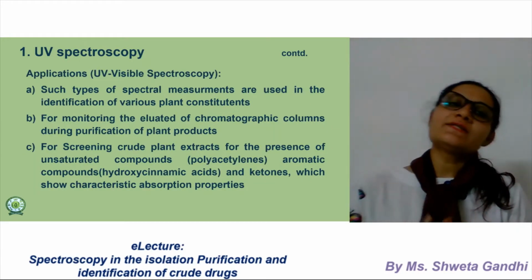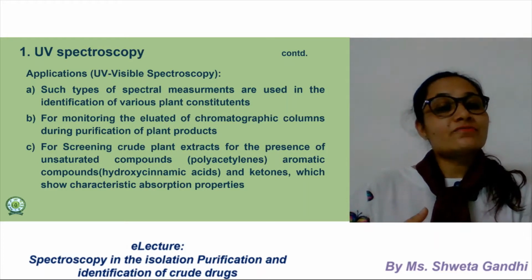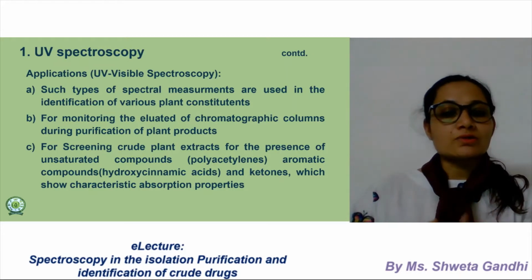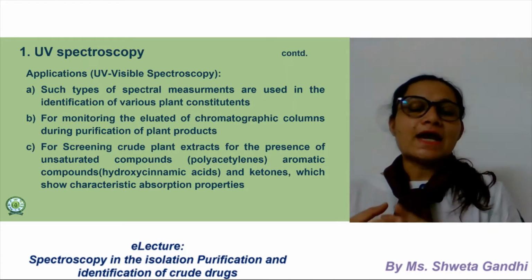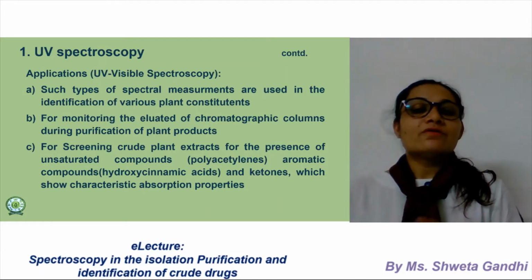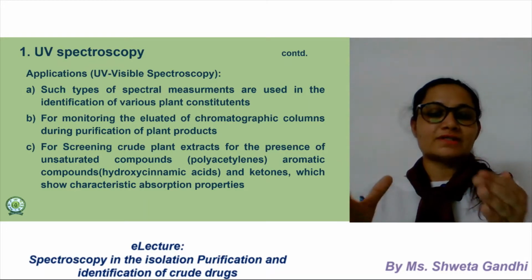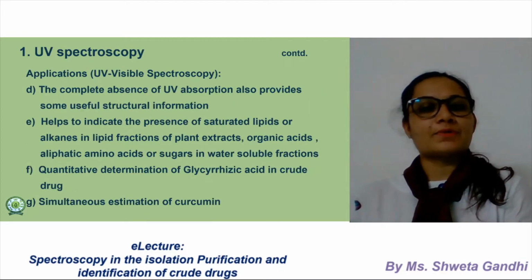Now, what are the applications? Why are we using UV spectroscopy? It is very useful in measurement of different plant constituents. It is also useful for detecting the presence of polyacetylenes and aromatic compounds, and for monitoring the evaluation of various chromatographic techniques for the purification of plant products.